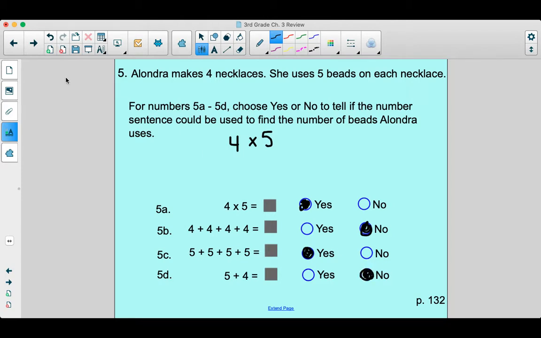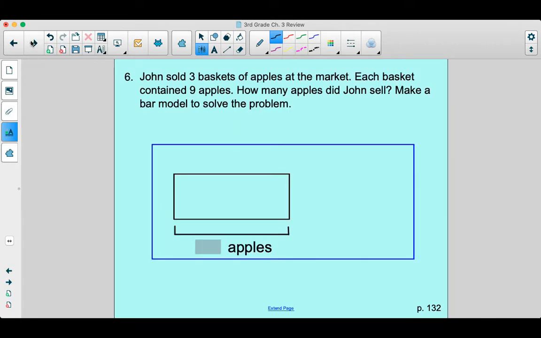Okay, so next up we've got number 6, and we're on page 132. Number 6 says, John sold 3 baskets of apples at the market. Each basket contained 9 apples. How many apples did John sell? Make a bar model to solve the problem. Now, you know I love my bar models. I love modeling with mathematics.